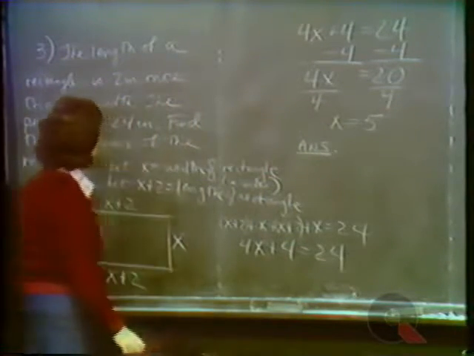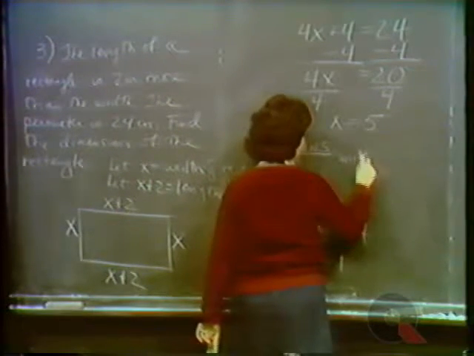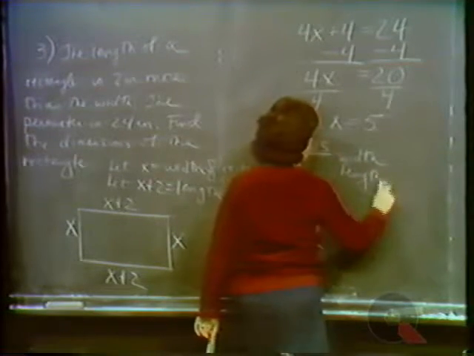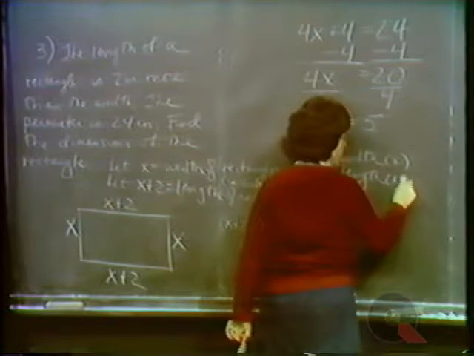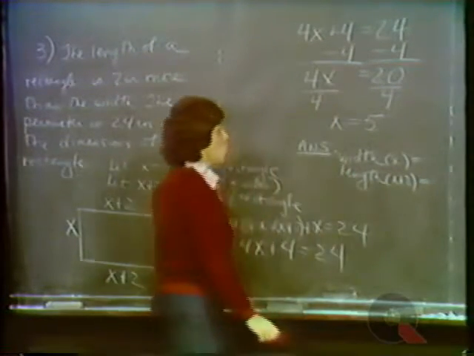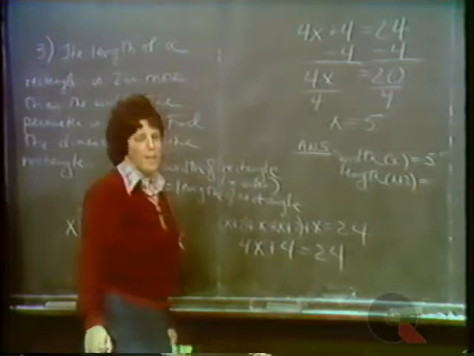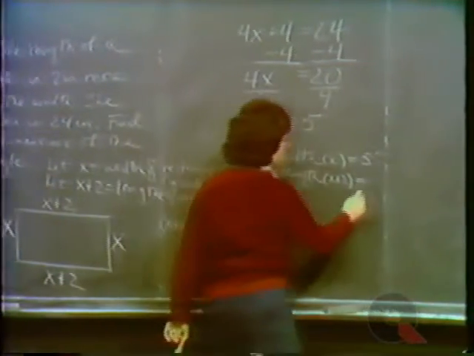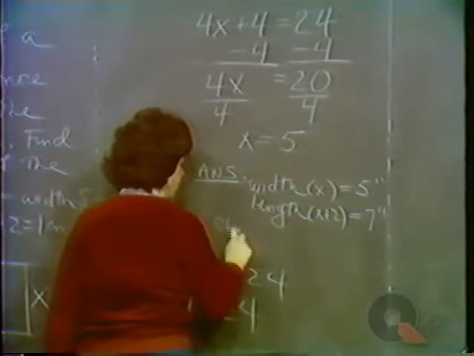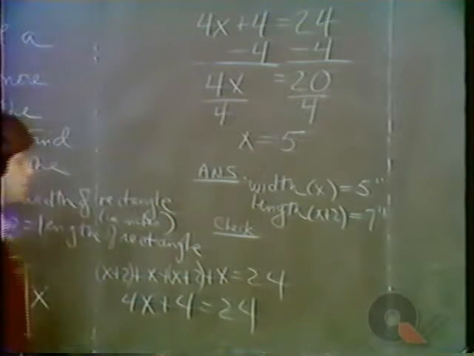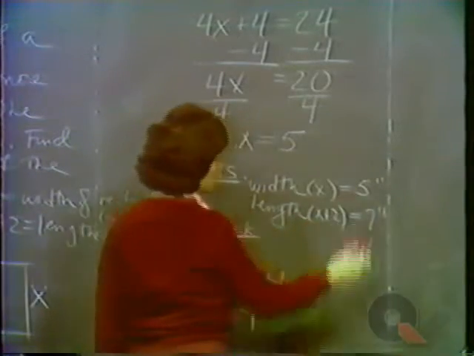For our answer, we are looking for the dimensions of the rectangle. We need, therefore, the width and the length. The width, of course, is x, and the length is x plus 2. The width is x. X is 5, so the width is 5 inches. The length, x plus 2, 5 plus 2, would be 7 inches. Now, we're to check this out. First of all, the length of the rectangle should be 2 inches more than the width. Of course, that does hold.